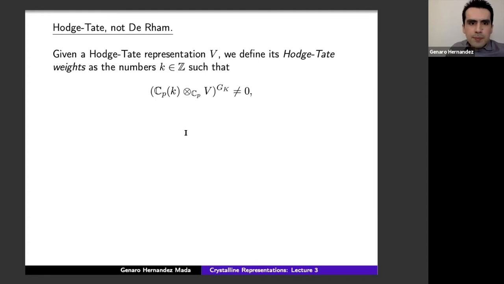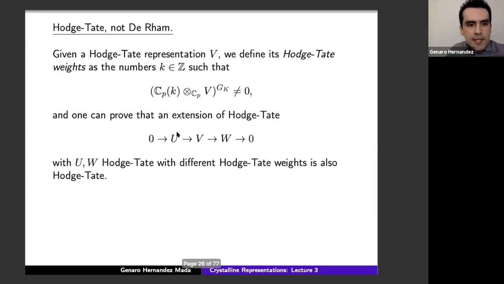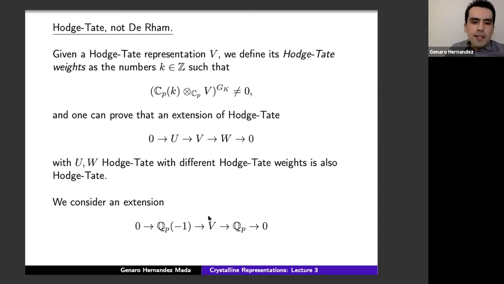Given a Hodge-Tate representation V, it's the set of numbers k such that the G_K-invariants of this is different from zero. This is the kth Tate twist of C_p that Rogelio defined in his course, actually. And what can be proved is that an extension of Hodge-Tate representations, for example, in this case U and W are Hodge-Tate, and if they have different Hodge-Tate weights, then V is also Hodge-Tate. Okay. So we are going to consider an extension like this.